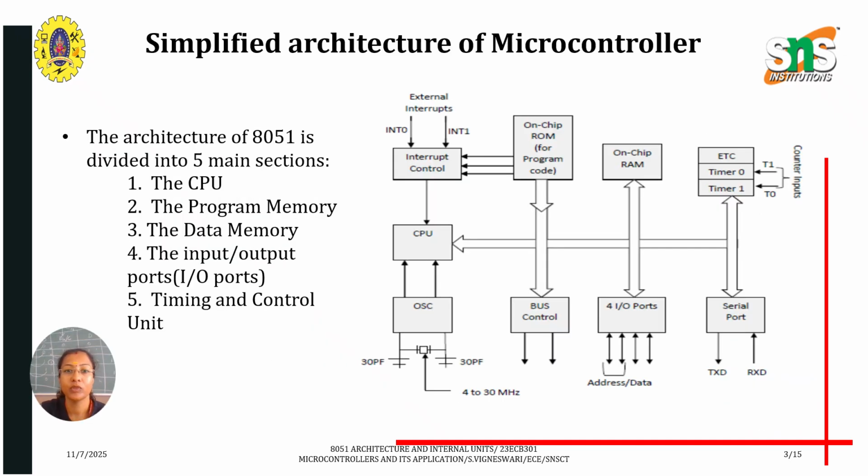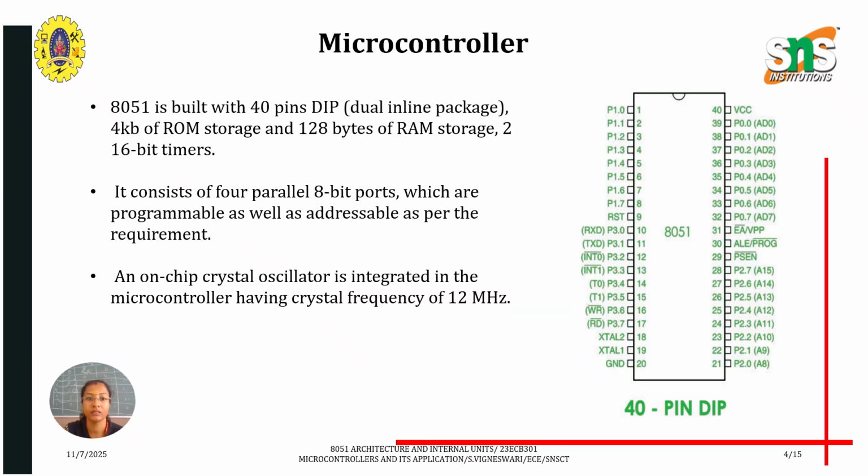So let us see the architecture of 8051. This is a simplified architecture of 8051, and it comprises the central processing unit CPU, memory, in the sense ROM and RAM, random access memory and read-only memory, input output ports, and then the timing and control unit.